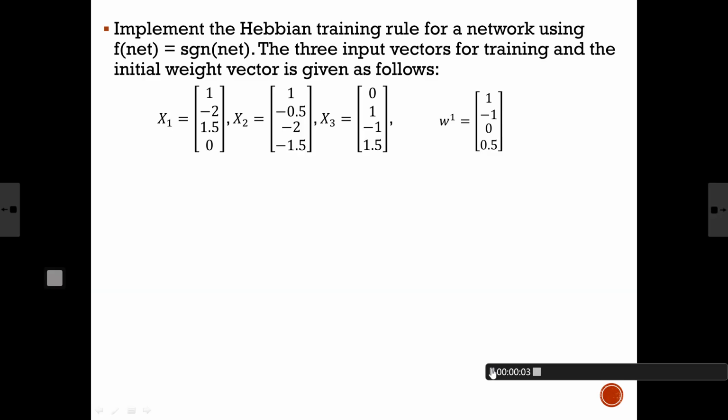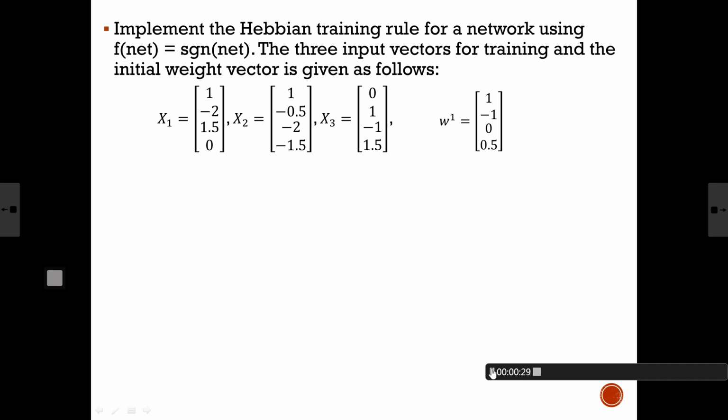We shall start with the first problem for Hebbian learning rule. The first problem says, implement the Hebbian training rule for a network using f of net is equal to sign of net. The three input vectors for training and the initial weight vector are given as follows. So you can see a set of four vectors which is given here in this problem. You have to use the Hebbian learning rule.